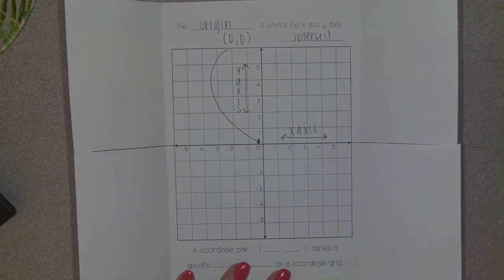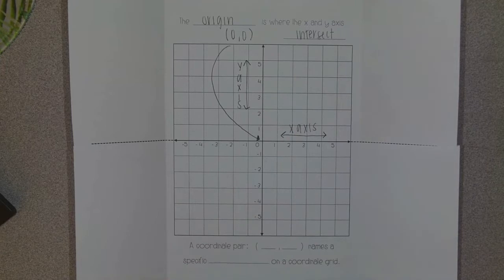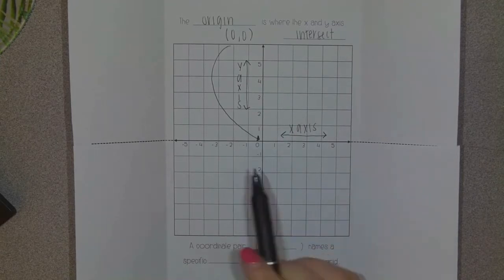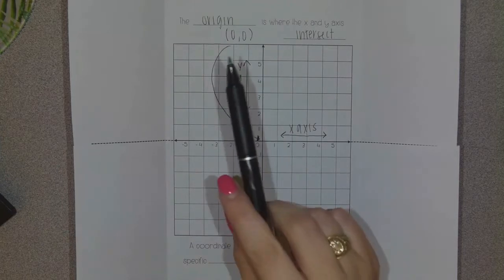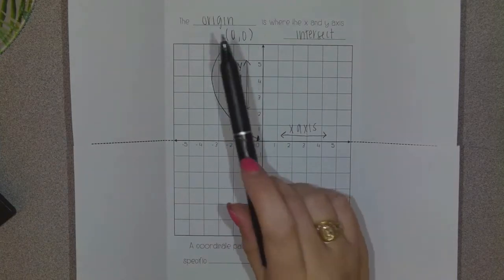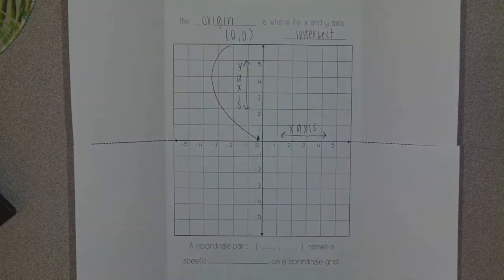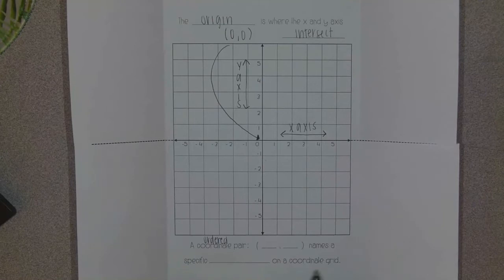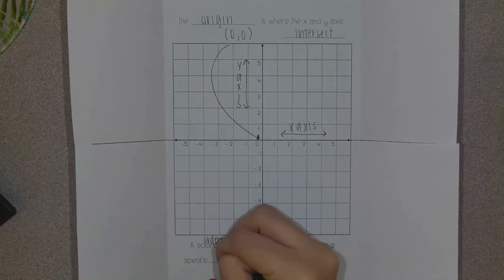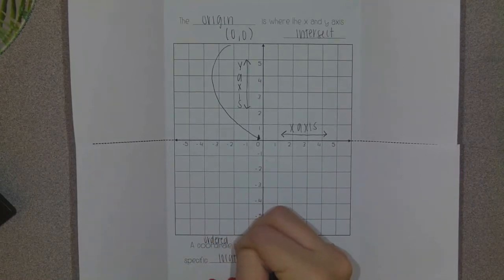But depending on the way that your graph is numbered, the way that it's labeled, that 0, 0 could be in a different spot, just again, depending on the viewpoint that that graph gives you. But it's always going to be the same, what we call coordinate pair or ordered pair of 0, 0. So coordinate pairs, also called ordered pairs, names a specific location on a coordinate grid.